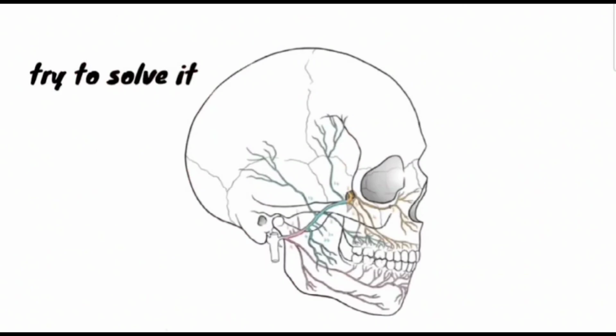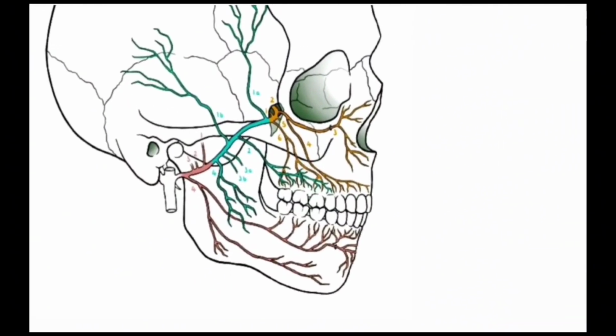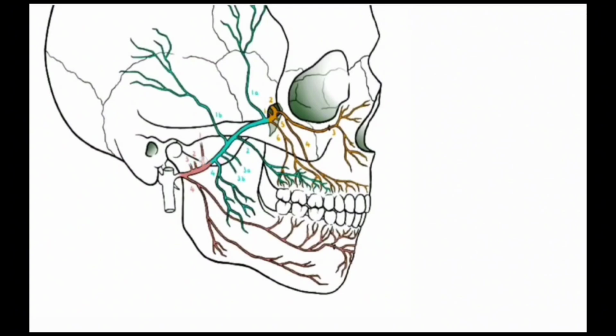Okay, let's proceed further. Can you solve this diagram? Yes or no? Let's try it, guys. This is very easy. Do this diagram very quickly. See, this one is your middle meningeal artery. This one is your deep auricular artery. And this one is your anterior tympanic artery. And remember the legend of dentistry, your inferior alveolar artery.